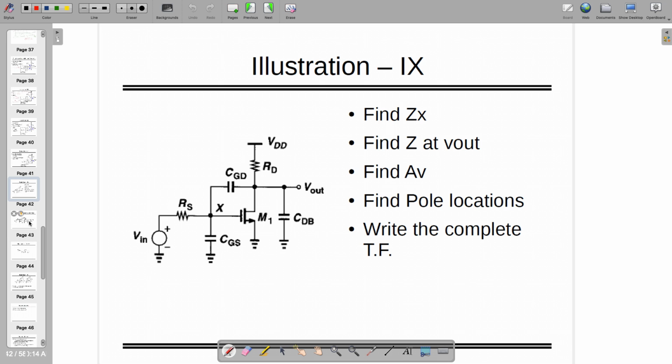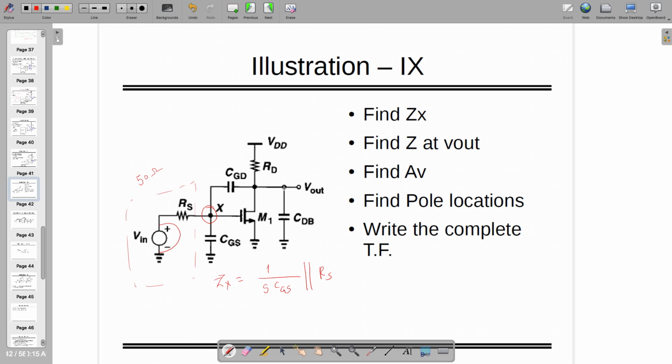It's one of the illustrations where you need to find out the ZX. So ZX has two things: one is a capacitor and one is a resistance, right? So let's assume that this is a function generator which is connected over here, 50 ohm. While doing this, this is shorted and I need to find out what is the impedance over here. So it's impedance-wise CGS in shunt with RS, right? That's the impedance seen over here at ZX.